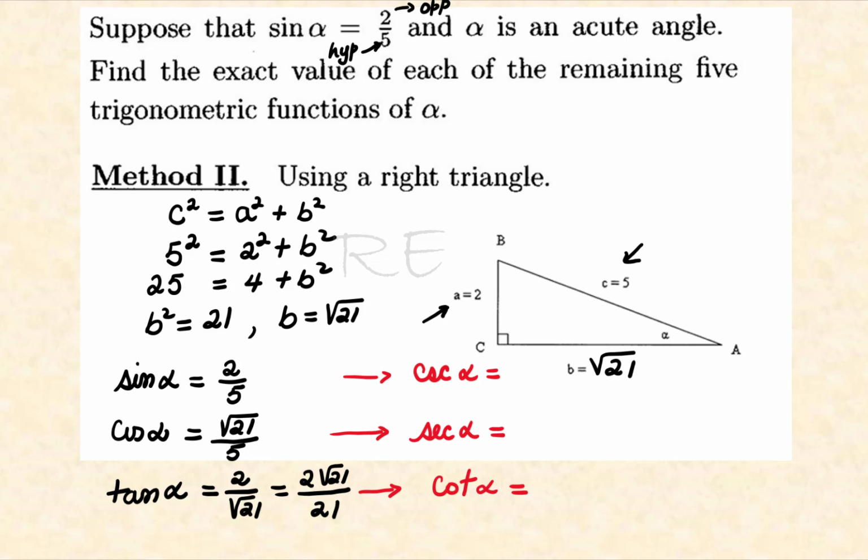Cosecant is the reciprocal of sine, so it's going to be 5 over 2. Secant is the reciprocal of cosine. Secant alpha will be 5 over square root of 21, which is 5 square root of 21 over 21. Cotangent, the reciprocal of tangent, is square root of 21 over 2.